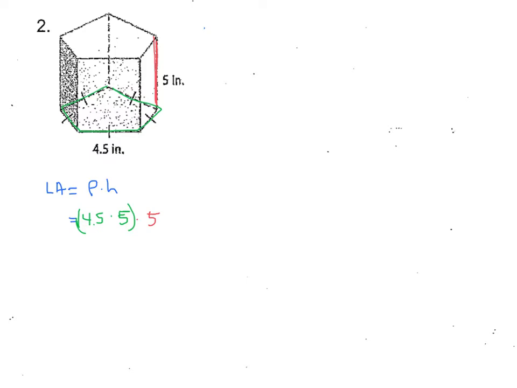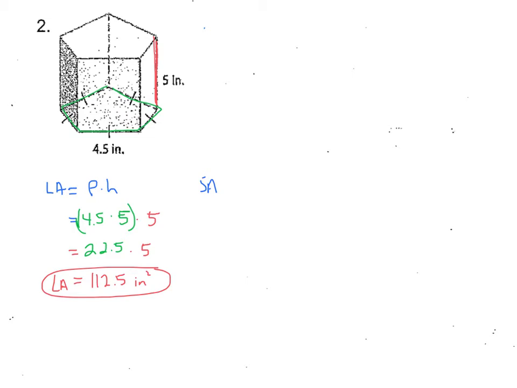So doing the calculations, 4.5 times 5 gives me 22.5. Multiply that by 5, and I'm getting a lateral area of 112.5 units squared. Part 1 done.